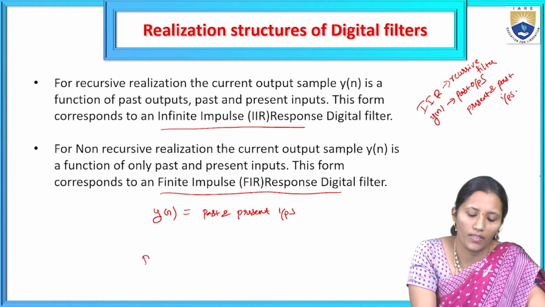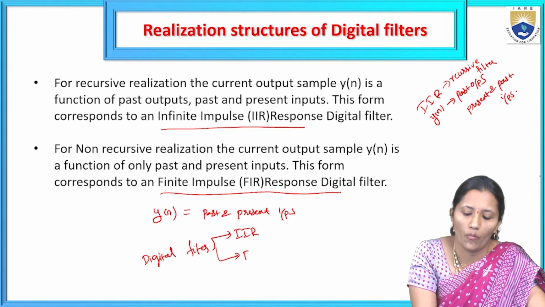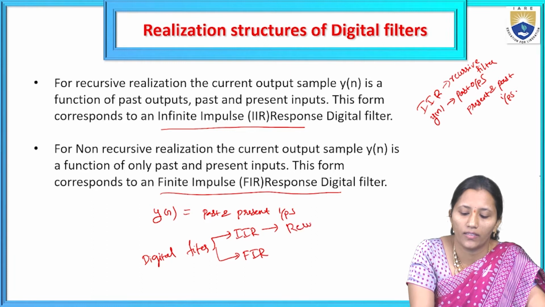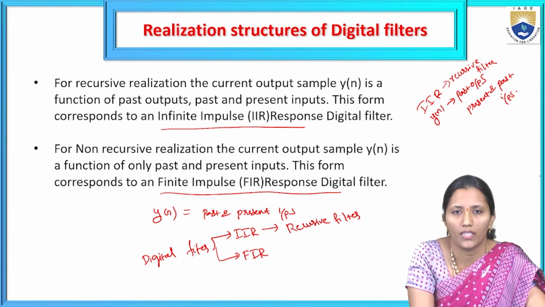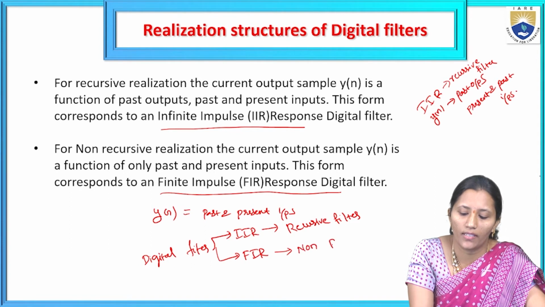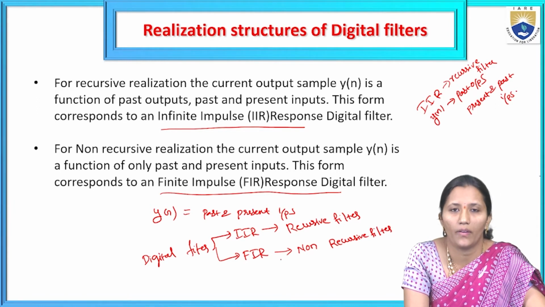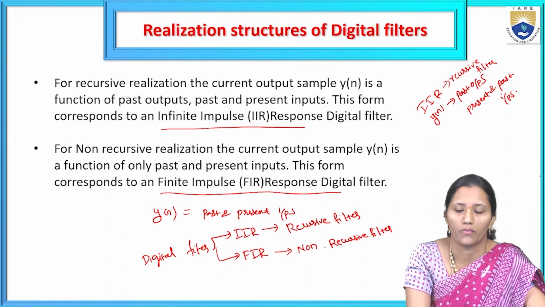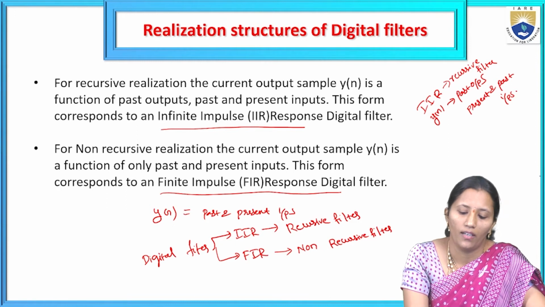So the digital filters are of two types: IIR filter, infinite impulse response filter, and FIR filter, finite impulse response filter. We call the IIR filter a recursive filter, where the output depends on the past outputs and present and past inputs, whereas the FIR filter is called a non-recursive filter. The output of the FIR filter depends only on the past and present inputs. So this is the difference between the IIR and FIR filter.